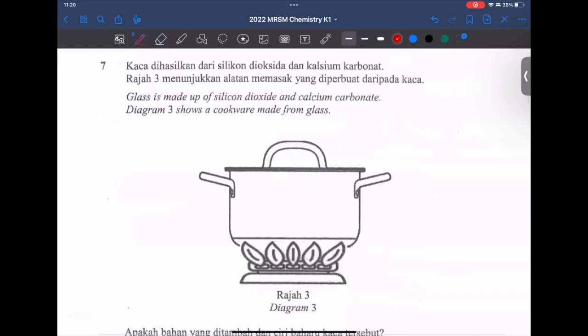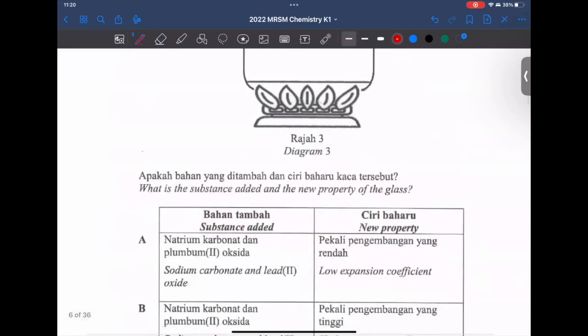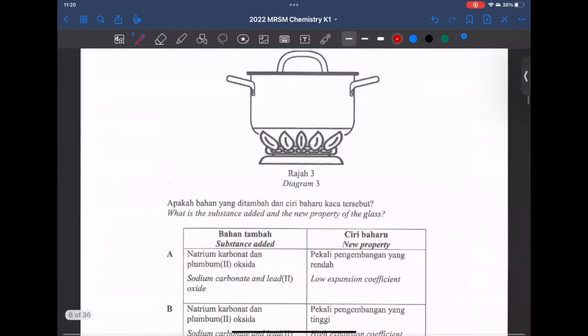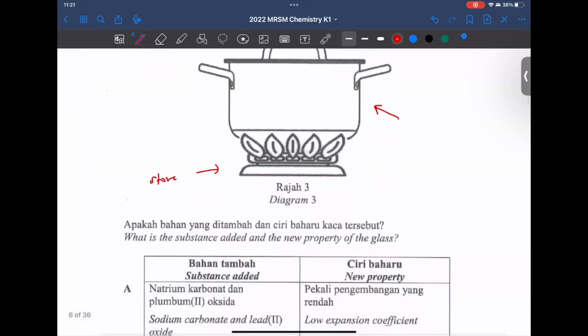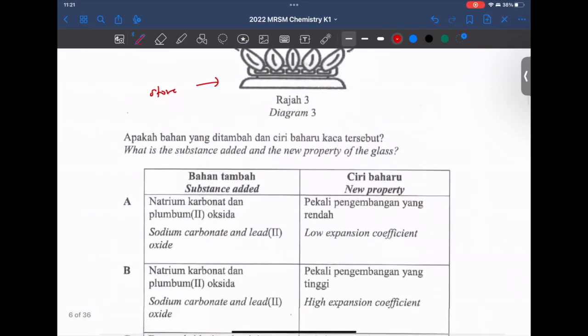Number 7, diagram 3 shows a cookware made up from glass. Glass is made up of silicon dioxide and calcium carbonate. So what is the substance added to give the new property of the glass? What this is referring to, you see, is heat, right? This is supposed to be a stove, and you're heating up this glass. So this glass must be heat resistant, because if it's not heat resistant, then it will break if you heat it. So it's asking you what is the substance added to give the new property of the glass?